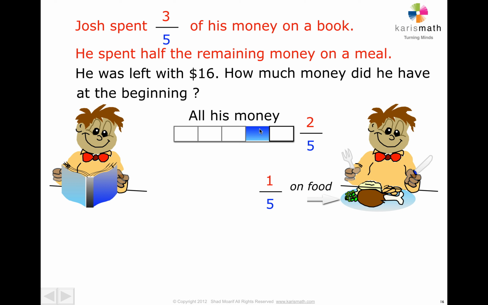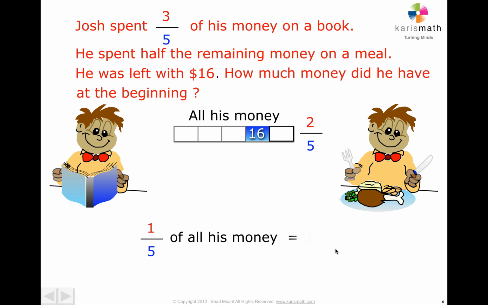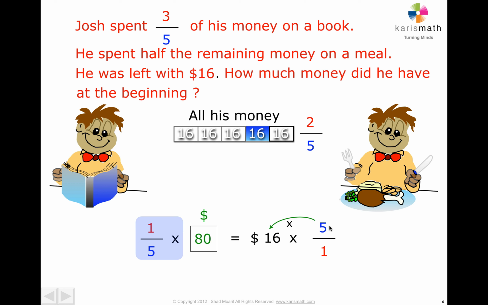That means this is the amount that he's left with. It must be 16. So if each 5th is 16, all his money at 5/5 is 16 times 5. Think like that. 1/5 of all his money is $16, right? So how much was all his money? 16 divided by 1/5, that's how you'll get it, it's the same thing. And so all 5 parts will be 5 times 16, which is $80.